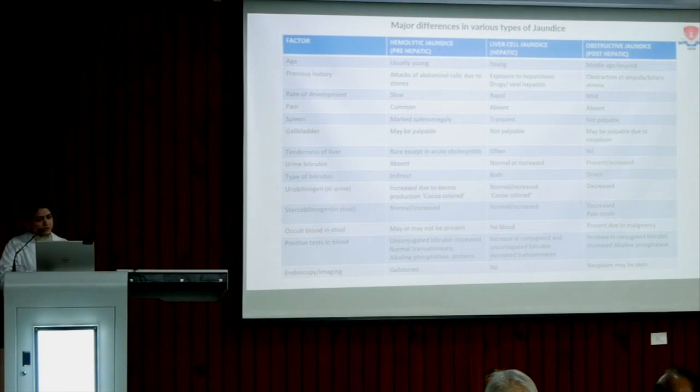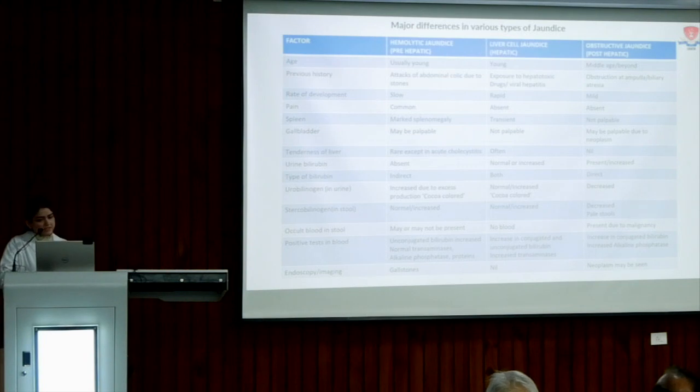Pain is common in hemolytic jaundice, whereas it is absent in hepatic and post-hepatic. Splenomegaly would be seen in pre-hepatic jaundice, it is transient in liver cell jaundice, and the spleen is not palpable in obstructive jaundice. The gallbladder may be palpable in pre-hepatic jaundice, not palpable in hepatic jaundice, and it may be palpable due to a neoplasm in obstructive jaundice. Tenderness of the liver is rare except in acute cholecystitis. In case of hemolytic jaundice, it is often seen in hepatic, and it is not seen in post-hepatic.